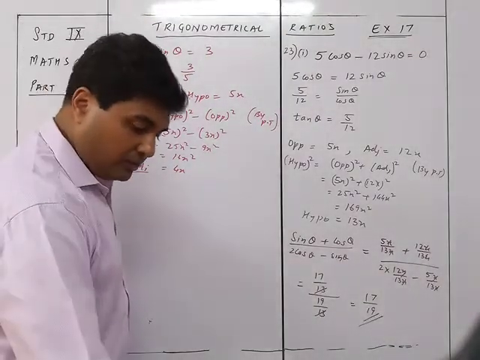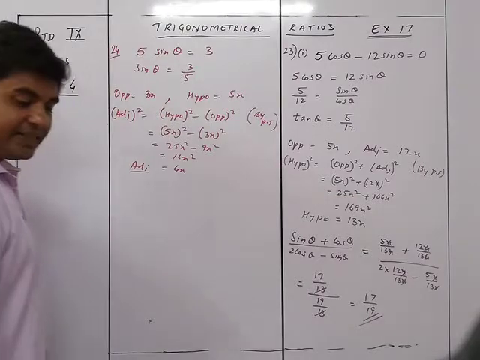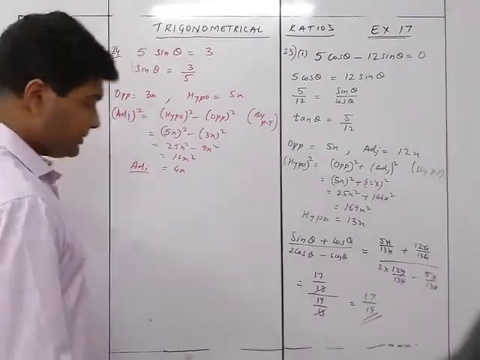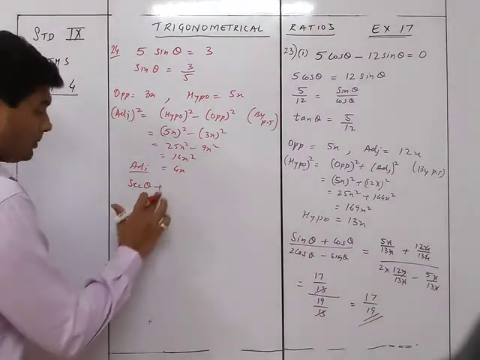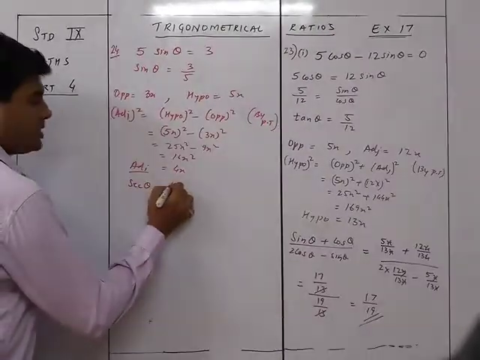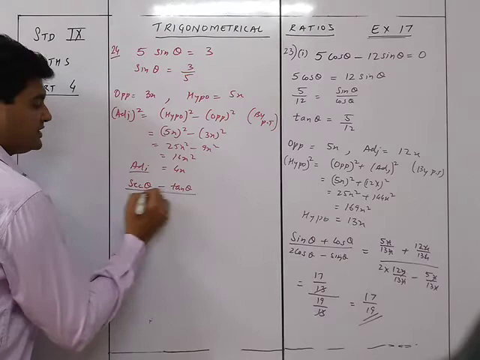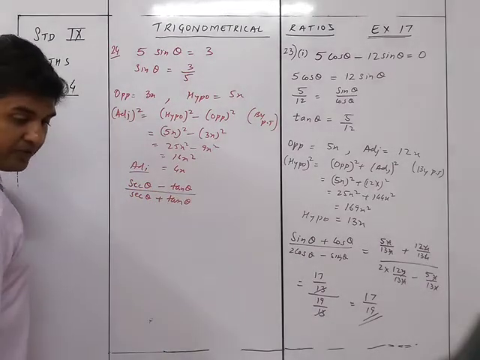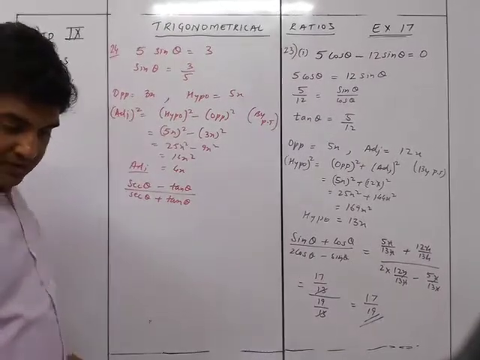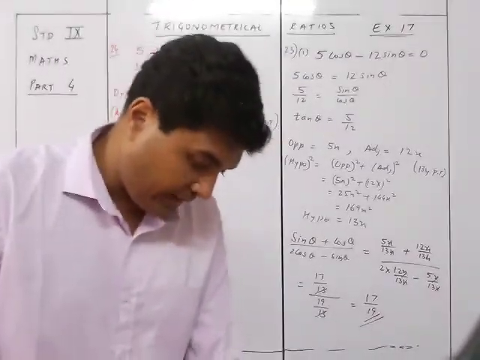So you need to find out sec theta minus tan theta upon sec theta plus tan theta. That is what you need to find out. Is it so? Yeah.